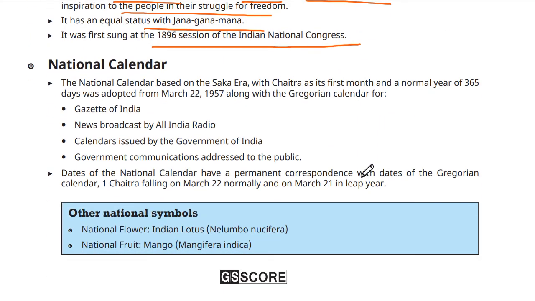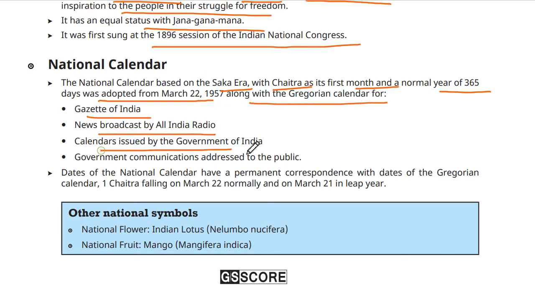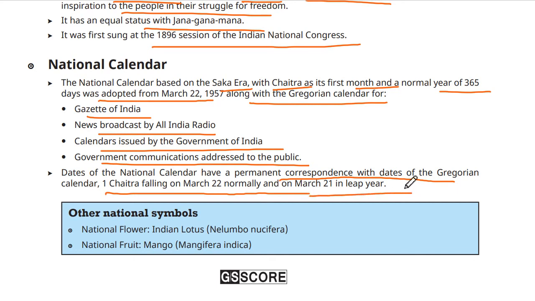National calendar. The national calendar, based on the Saka era with Chaitra as the first month and a normal year of 365 days, was adopted from March 22, 1957 along with the Gregorian calendar for the Gazette of India, news broadcast by All India Radio, calendars issued by the government, and communications addressed to the public. Dates of the national calendar have a permanent correspondence with the dates of the Gregorian calendar. One Chaitra falls on March 22, normally, and on March 21 in a leap year.